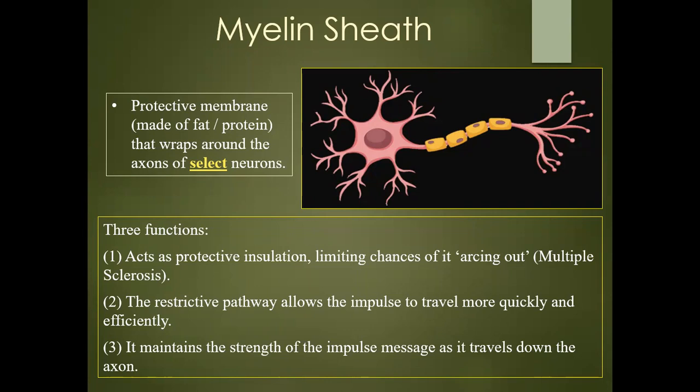All right, so three functions. The first thing it does, it acts as protective insulation. So the axon is a little bit more resistant to damage if it's going to be there. Not a lot. I mean, it's a little bit of fat. It's not going to help you all that much, but it helps enough in some cases. But because it's insulation, it's not going to get as much of a chance to arc out.